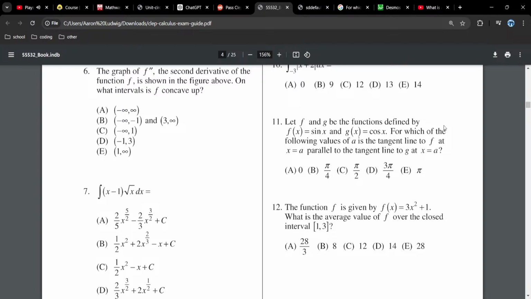Let f and g be functions defined by sin x and cosine x. For which of the following values of a is the tangent line to f at x equals a parallel to the tangent line to g at x equals a? I feel like there's so much to that question, but it's gotta be way simpler than I think it is.